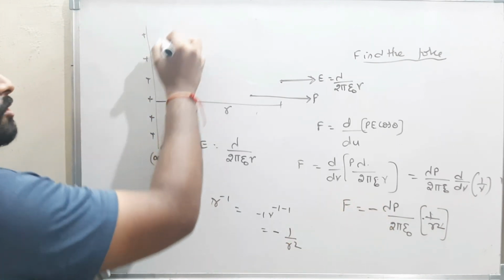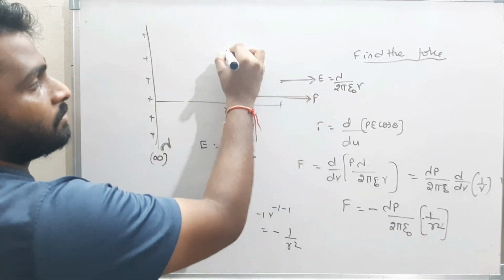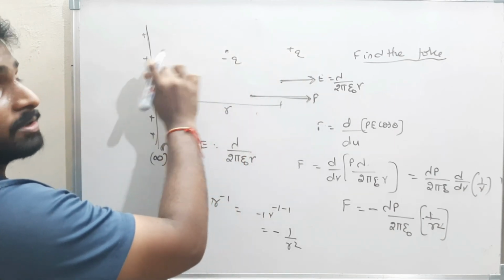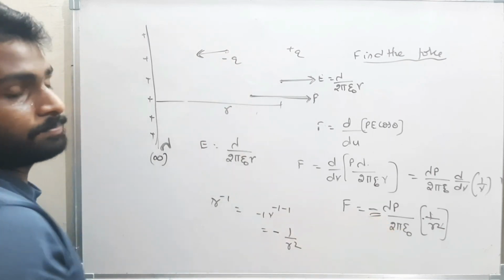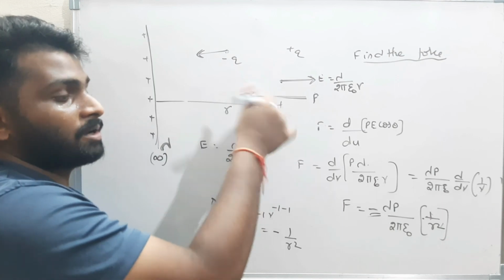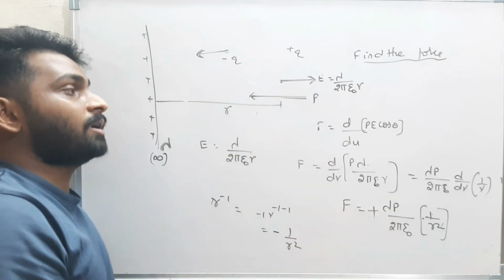Now see here, if you have any doubt, this is a positive charge and this is a dipole. Dipole means minus q, plus q. Minus q is nearer to this positive charge, therefore it will attract. Attraction means negative. If the dipole direction is reversed, then it is a repulsion, and you will finally get a positive sign. I think this is clear.